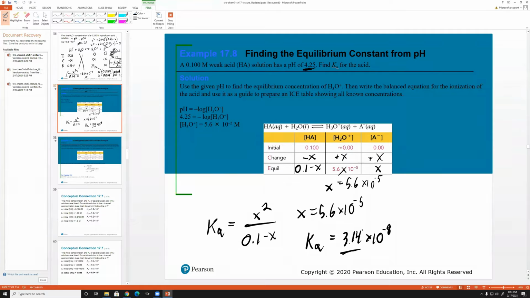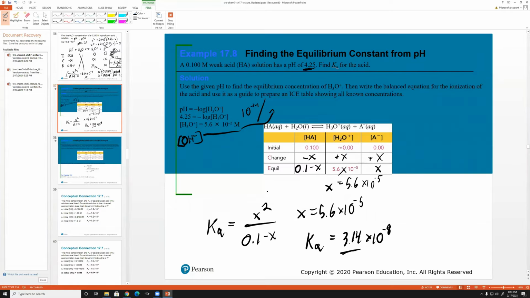And how would you find Kb? Well, I don't have to worry about Kb. You know how to solve for OH minus, right? You just take 10 to the negative 14 divided by your H3O plus concentration. And then you can find your pOH from that. So yeah, that's about it. Any other questions on that one?